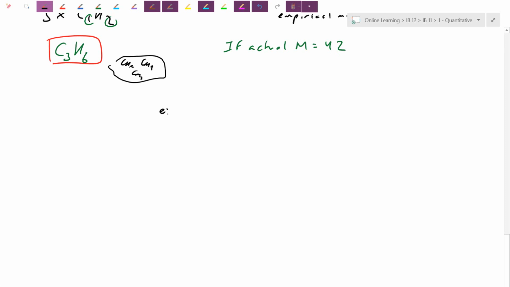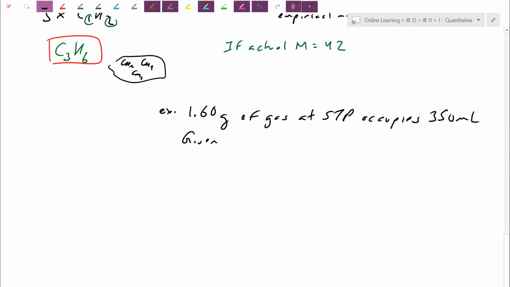So first question first, just introducing to you, if they don't quite give you the molar mass, how could you find it? Let's find here: 1.60 grams of gas at STP occupies 350 milliliters, given the empirical formula. So they've done a lot of the hard part for you.